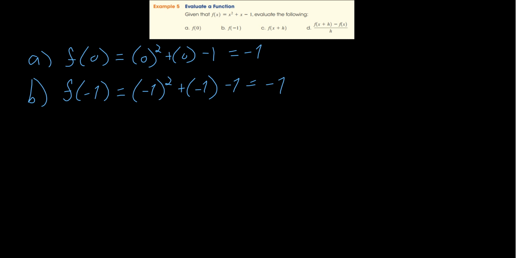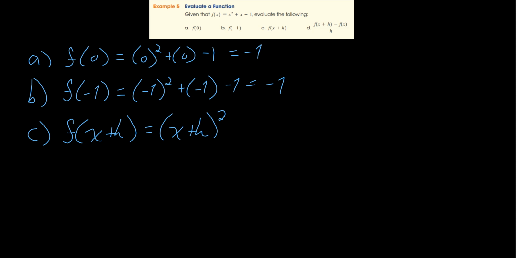Now, C is getting a little more complicated. So what is f of x plus h? I'm going to plug in x plus h everywhere I see an x. Previously, I've just been putting in numbers where it tells me to put in numbers. This time, it's telling me to put in x plus h. Well, you do it like you think you do, right? I'm going to put x plus h everywhere there's an x in my equation.